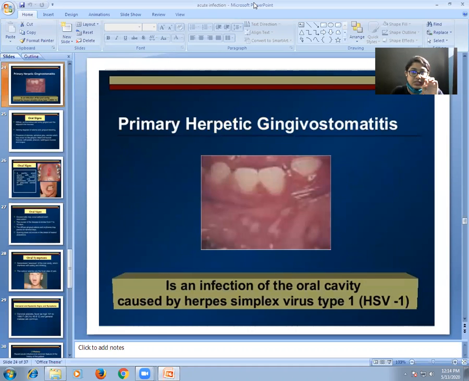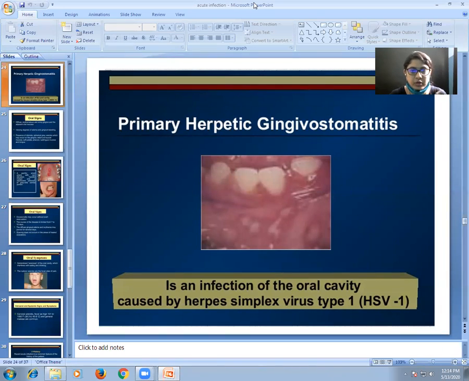The second disease we are going to discuss is primary herpetic gingivostomatitis. It is basically a viral infection, caused by a virus. So what is primary herpetic gingivostomatitis? It is an infection of the oral cavity which is caused by the herpes simplex virus 1.